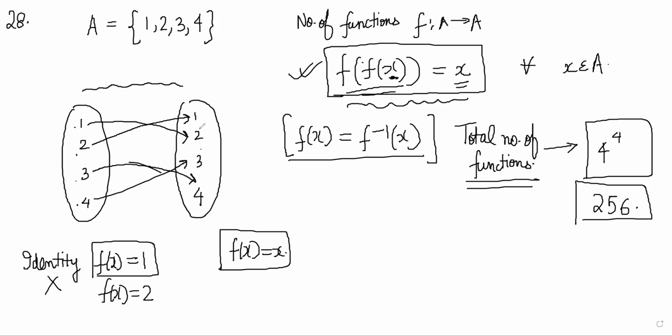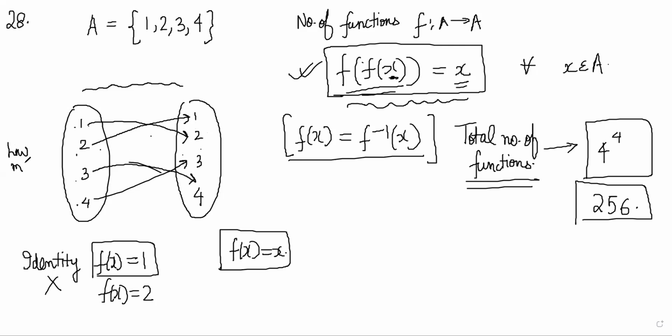Is everyone understanding what I'm doing? If you are making it such that f of 1 is 2, then f of 2 has to be 1, right? Then f of 1 could have been 3 and you could have made a pair of 1 3 and 3 1, and 2 4 and 4 2, right? So how many such functions are there?